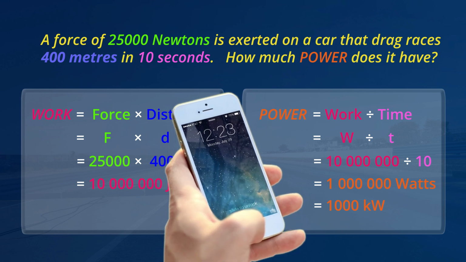How much power is this? Well, a mobile phone uses about 1 watt of power every second. The power of the car in this race is the same as using your phone continuously for about 11.5 days.